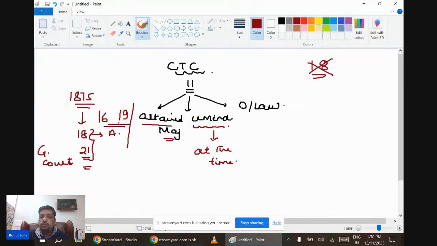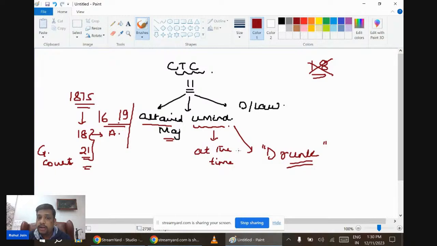So by this virtue, we can say that an unsound mind and a drunk person are on equal footing, क्योंकि नशे की हालत में उसको समझ नहीं आ रहा है. If he is not able to understand the terms and conditions, then yes, he will be considered of unsound mind.